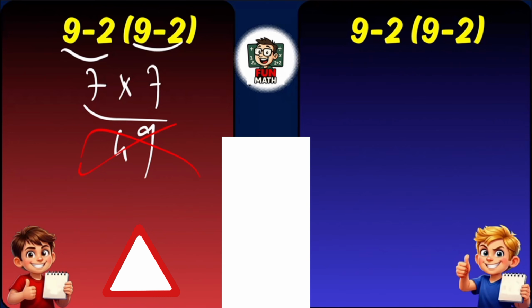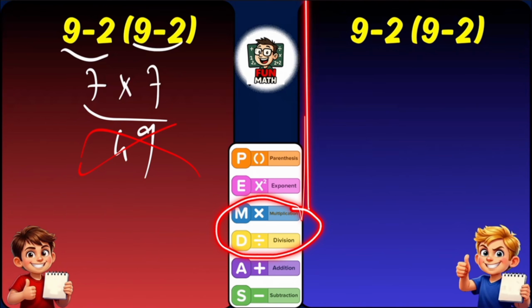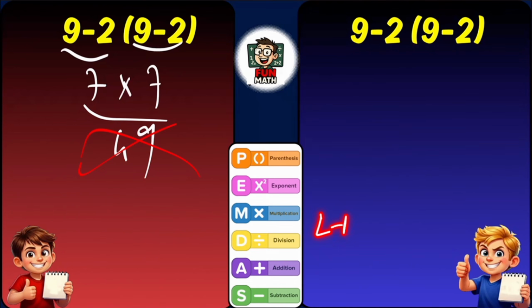Because when solving the problem, we should have paid attention to order of operation. The order of operation is coded as PEMDAS. P stands for parentheses, E stands for exponent, M stands for multiplication, D stands for division, A stands for addition, S stands for subtraction. Here we have another rule. There is no order. Multiplication and division operations are performed from left to right. Similarly, there is no order. Addition and subtraction operations are performed from left to right.